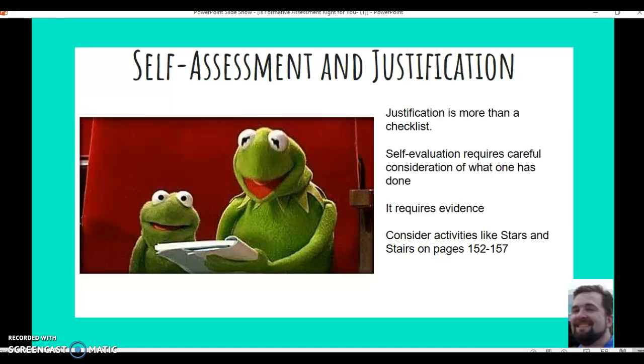Self-assessment and justification. Now, justification is when you go beyond just a simple checklist. Self-evaluation is going to need careful consideration. It requires evidence, and there are fantastic ideas in the book, pages 152 through 157.